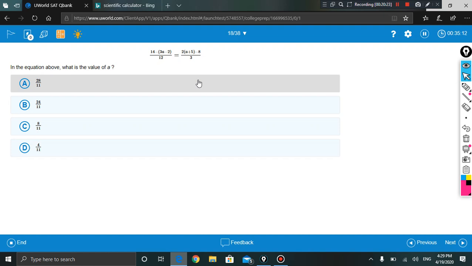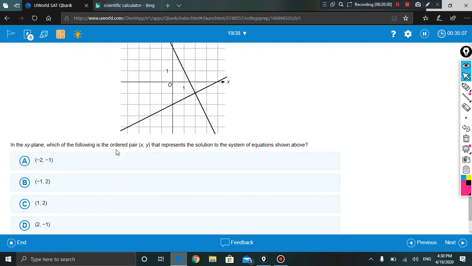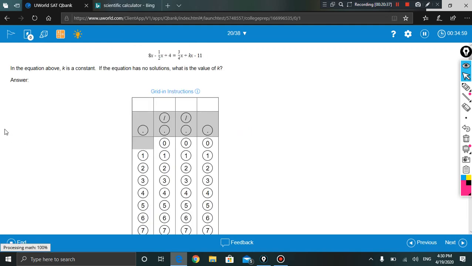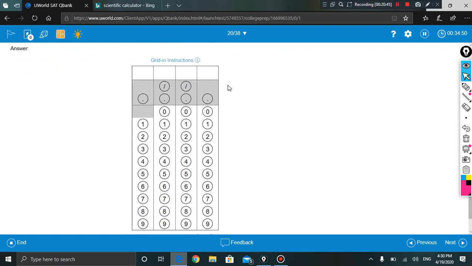So the value of a is 8 over 11. The answer is C. Next question. In the xy plane, which of the... Oh, come on. That's 2, negative 1. 2, negative 1. Next question. No solutions. Okay, 8 minus half.